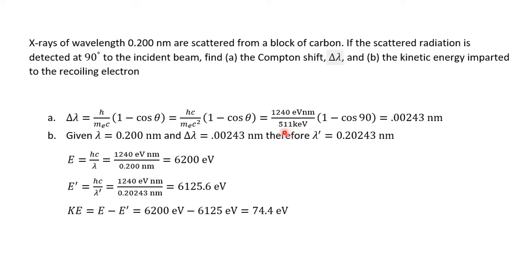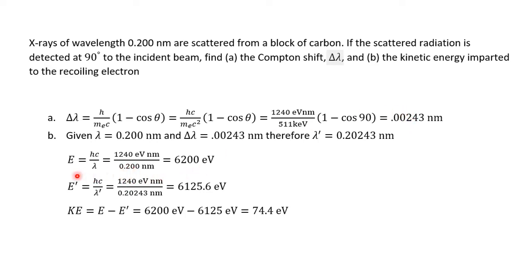Got to remember here that this 511 kilo electron volts, in your calculator, you got to plug in 511 times 10 to the third. Otherwise, you'll have an error over here in the decimal place. So then the second part, we want to calculate the kinetic energy.